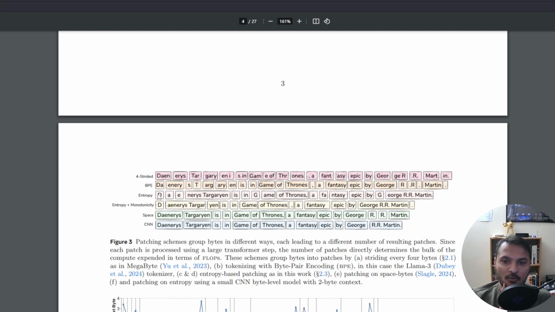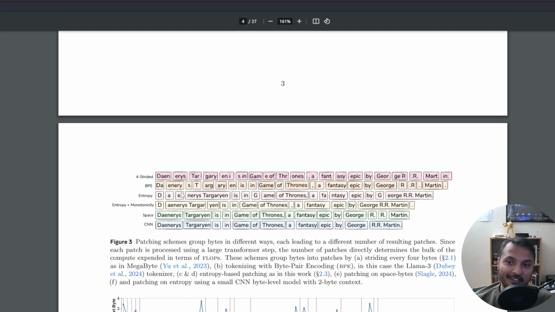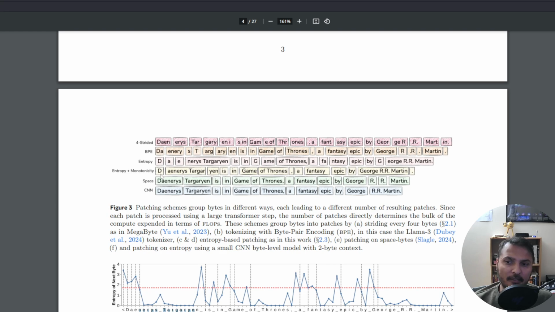In entropy-based, we will have a small lightweight language model, and at a character level, we will try to find the entropy of each byte. Here, we find the entropy of D is very high, A is very high, E is very high. Every time the entropy is high, they become individual patches. And then this whole thing has a low entropy, so this becomes a single patch. There is another model here, but what can you do? So that's the entropy approach. DAE was a separate patch, everything else a single patch, and so on and so forth. Now, you can also add monotonic behavior here, which will change the patch dynamics. But from your input sequence, this is how you get the patches.